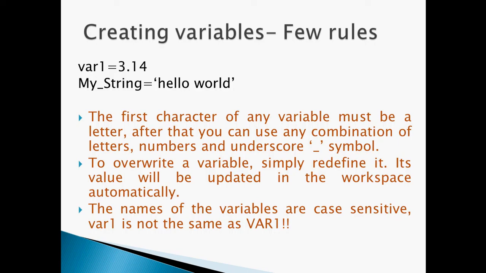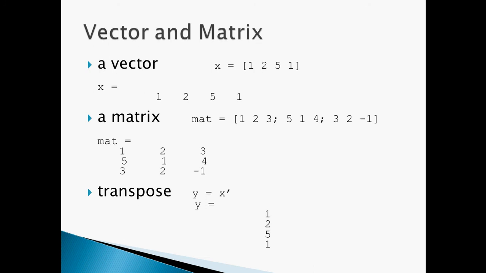Now what is a vector, a matrix, and how to take a transpose? A vector is a single dimensional row or column. There can be a row vector or a column vector. A matrix is a combination of rows and columns. I think you already know what a matrix, a row, and a column are.